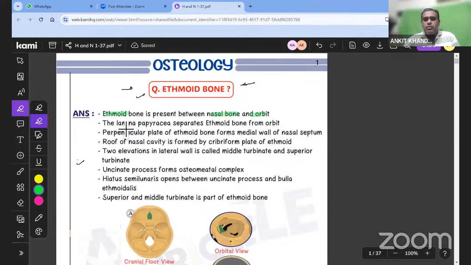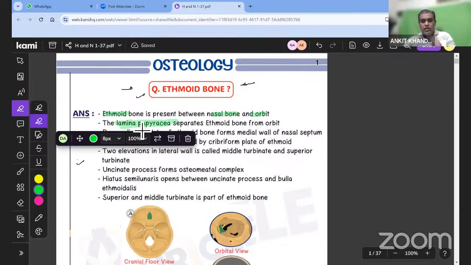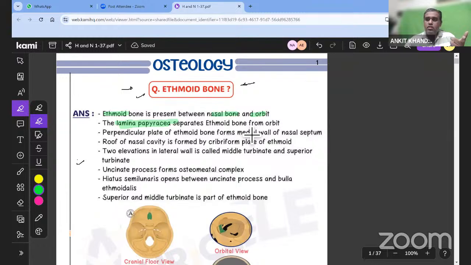Now, there's an important feature. I'm going to highlight the important features. Kindly note them. We have something known as the lamina papyracea. It is a paper thin bone at the medial wall of the orbit, which actually separates the ethmoid bone from the orbit. Now, let me tell you in a practical way.